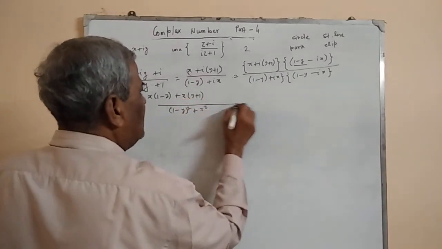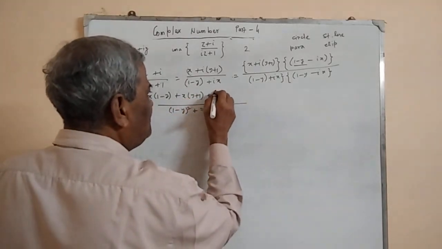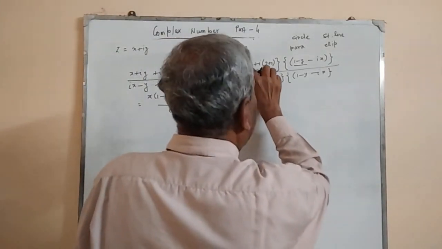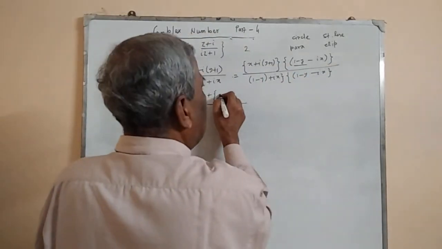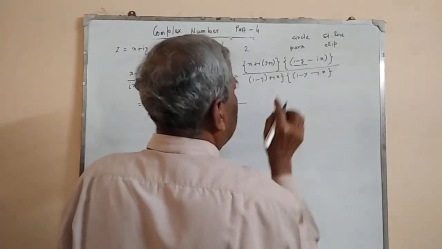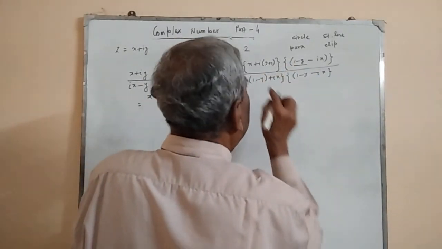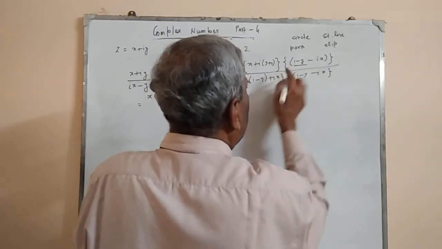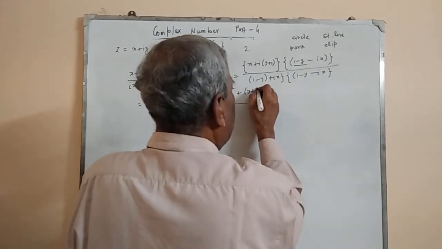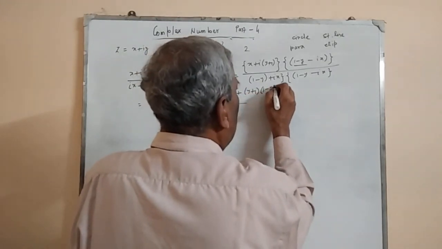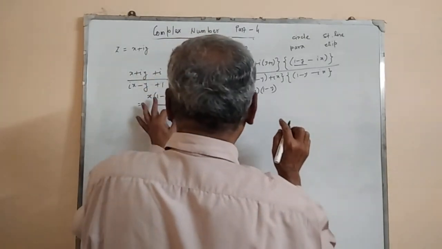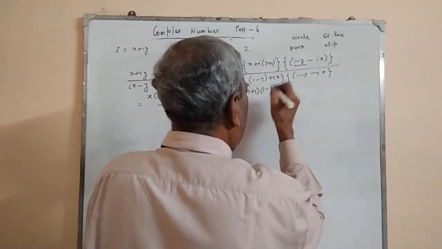This is the real part. And the imaginary part: x into that, minus x square i, this into that, minus x square, this is equal to plus y plus 1 into 1 minus y, this into that. It is imaginary. So 4 terms, 1, 2, 3, 4.